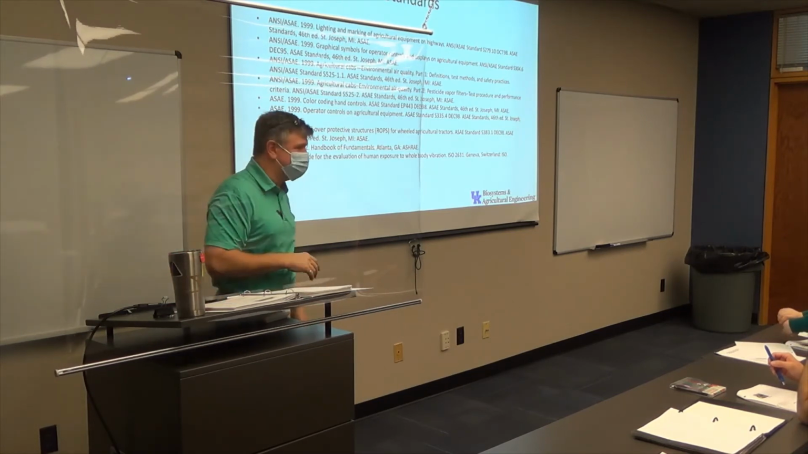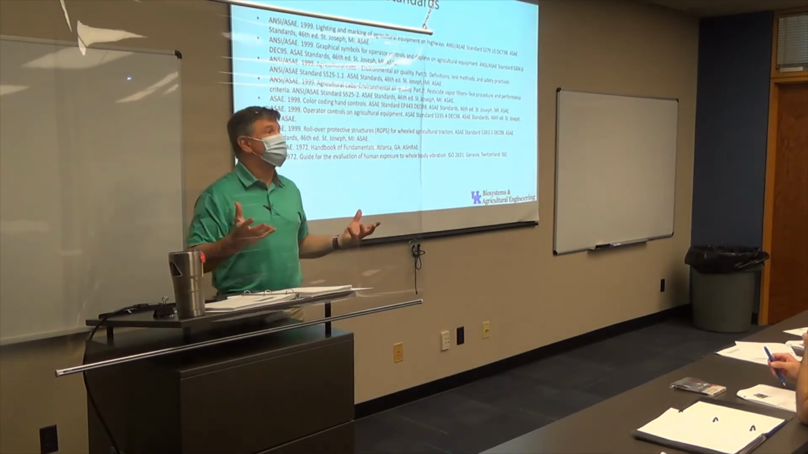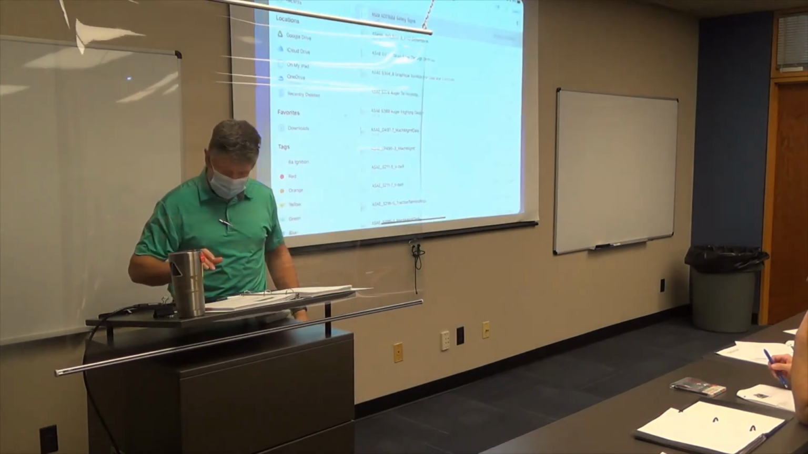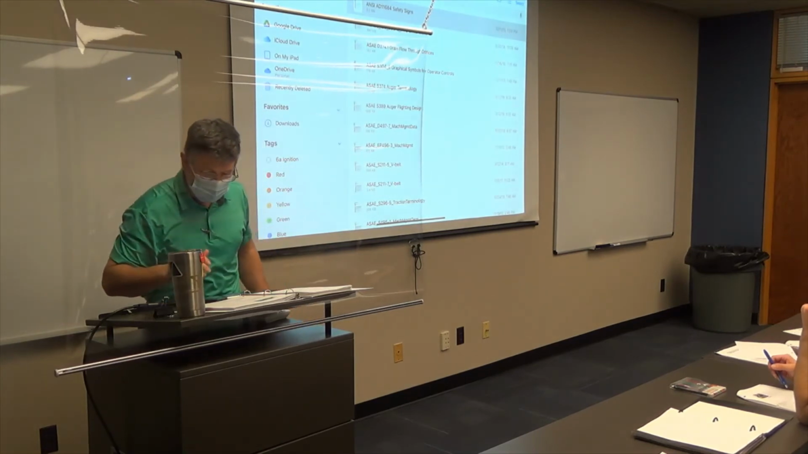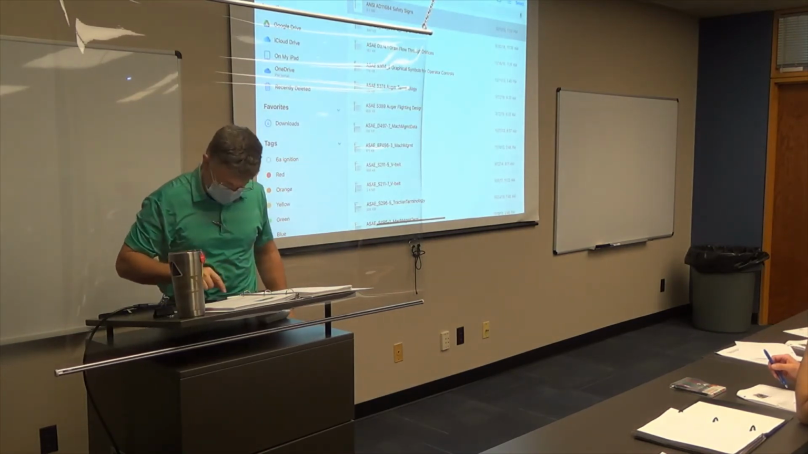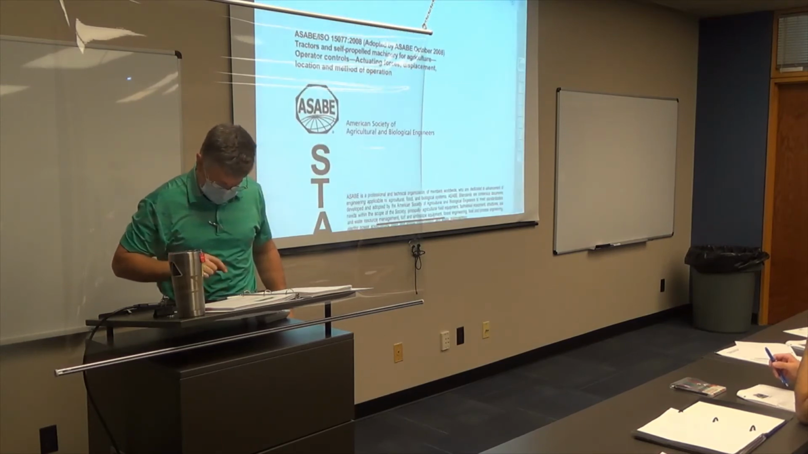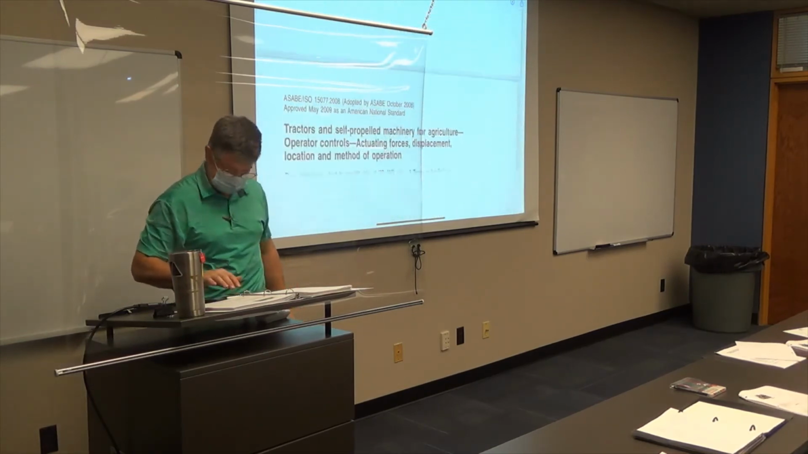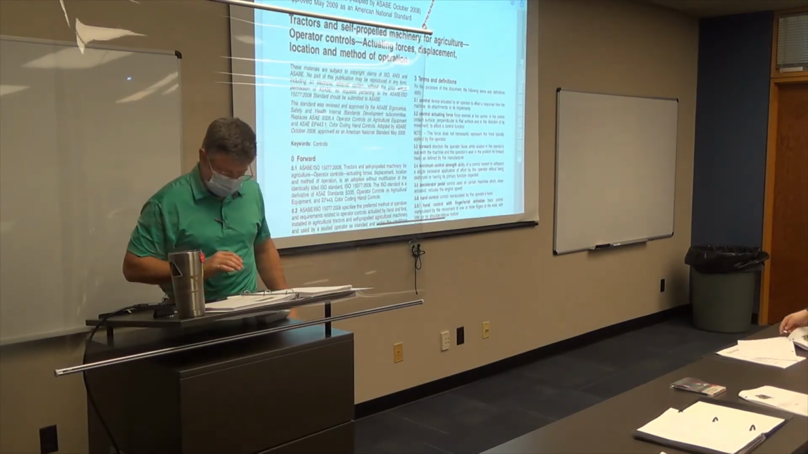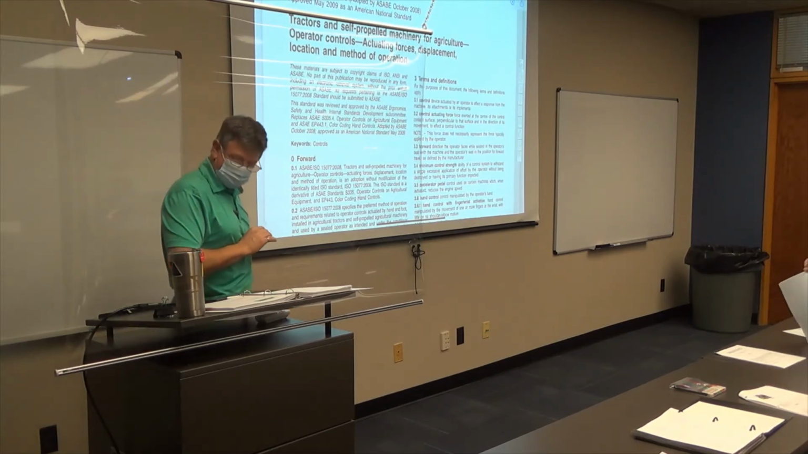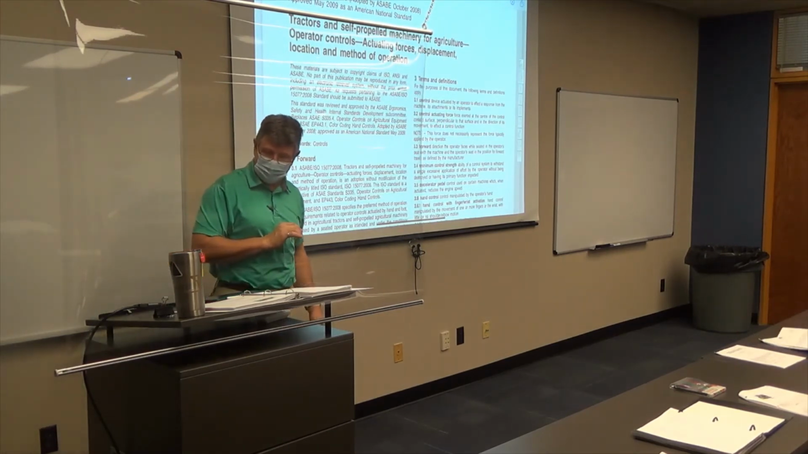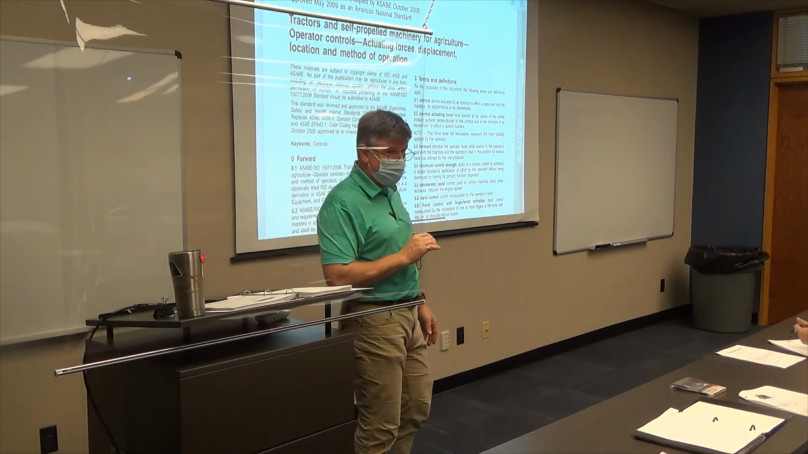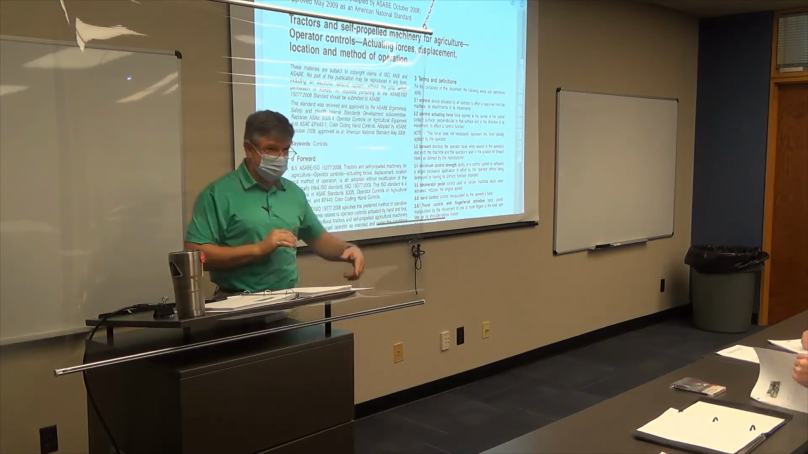Again, there's a list here, two pages of just a few standards that talk about some of this stuff. But let me go out here to, let's see, 15077. This is the one I want to look at. So this is a standard for, there it is. Tractors and self-propelled machinery for agriculture, operator controls, actuating forces, displacement, location, and method of operation. If you're going to build a cab, you want to know where to put your controls, this is what you're going to have to read.